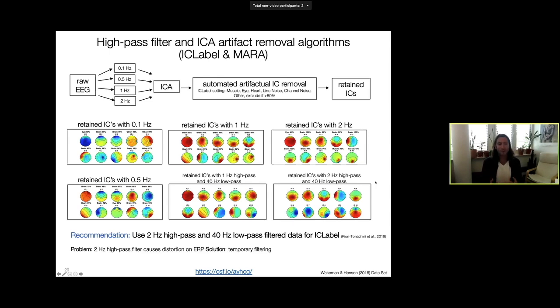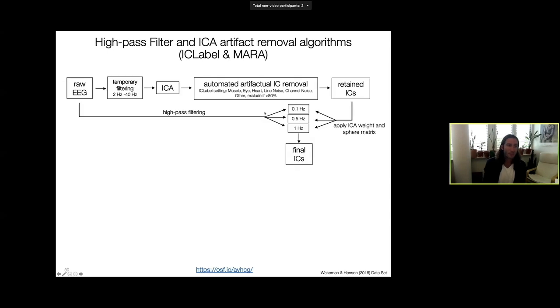But then we still have the problem that if we use a 2 Hz high-pass filter, this causes distortions in our ERP analysis. So again, the solution here is temporary filtering. So what is this temporary filtering finally? The idea is that we create 2 versions of the raw EEG. One is temporarily filtered from 2 Hz to 40 Hz, and then an ICA is applied, and then we conduct IC label and get the retained independent components.